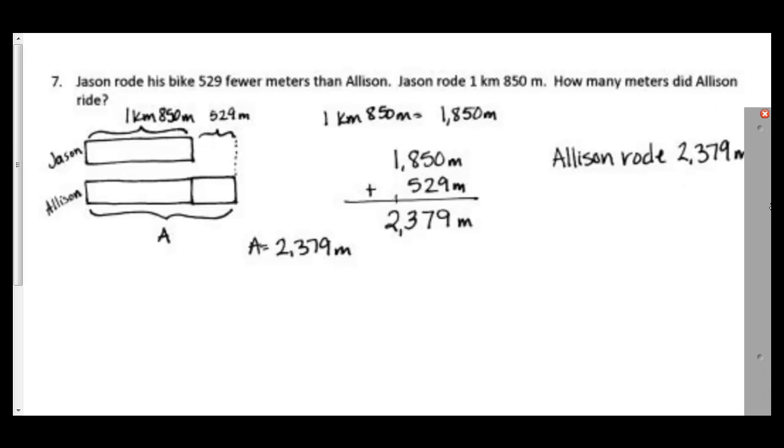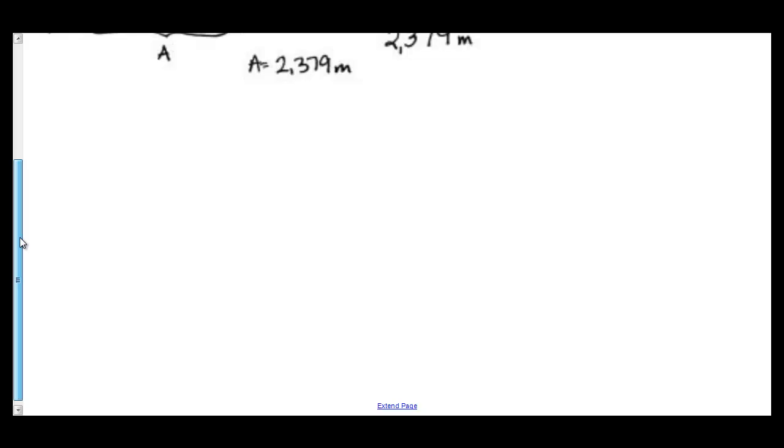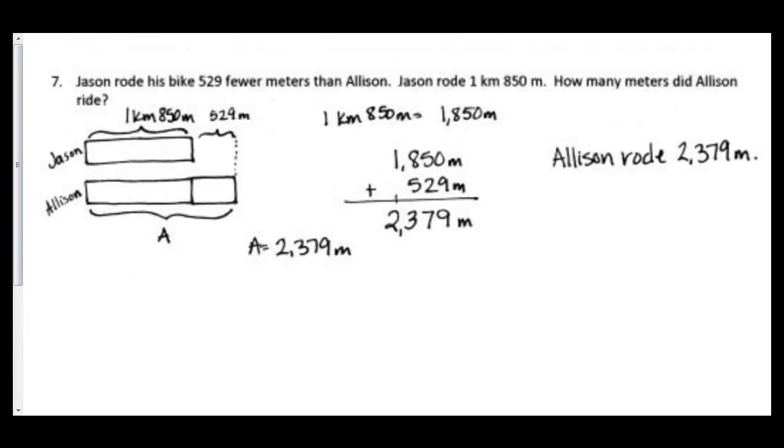2,379 meters. Now, it does say how many meters did Allison ride. So if you left it as kilometers and meters, then that wouldn't be correct. If you said 2 kilometers, 379 meters, that doesn't really answer the question, how many meters did Allison ride? So you needed to go ahead and do that one extra step to make sure that you had it in meters. So I know this is a pretty tough lesson. I want you to try not to get frustrated and do your best, and good luck on your exit slip.